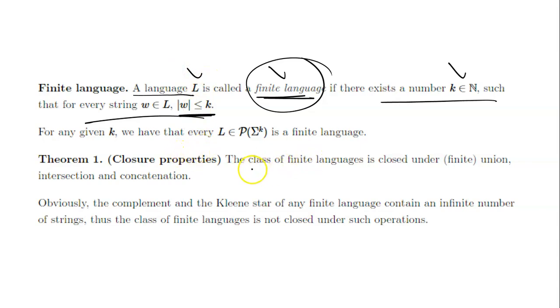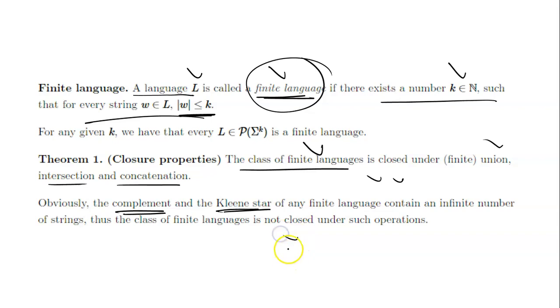So the class of finite languages is closed under union, intersection, and concatenation, but it is not closed under Kleene star or complementation. Also, the set of finite languages is closed under set difference and homomorphism, and it is not closed under the inverse homomorphism operation. Okay.